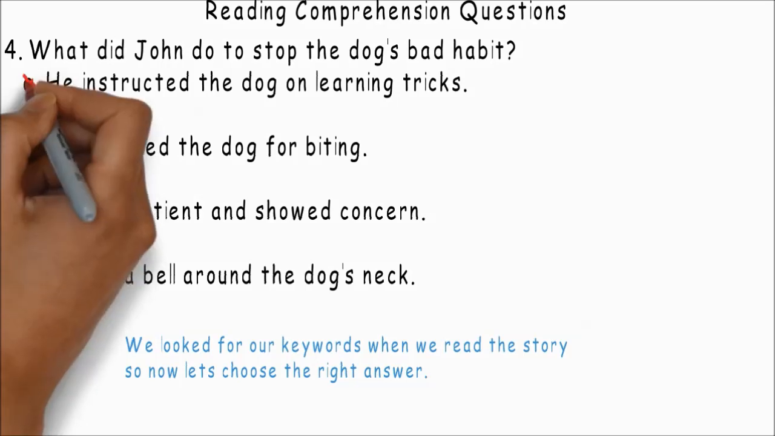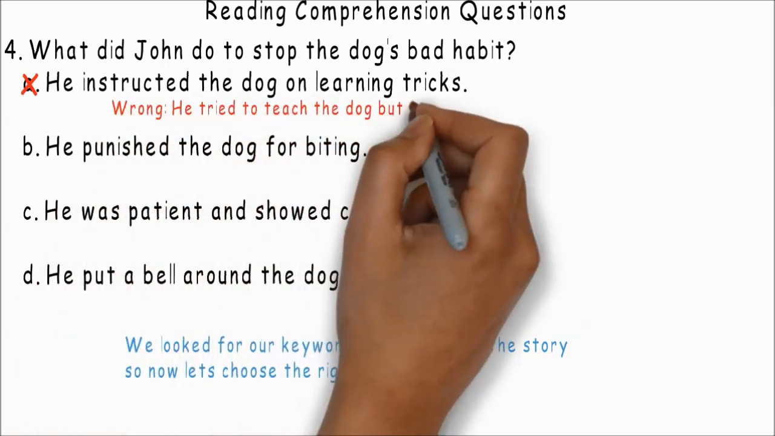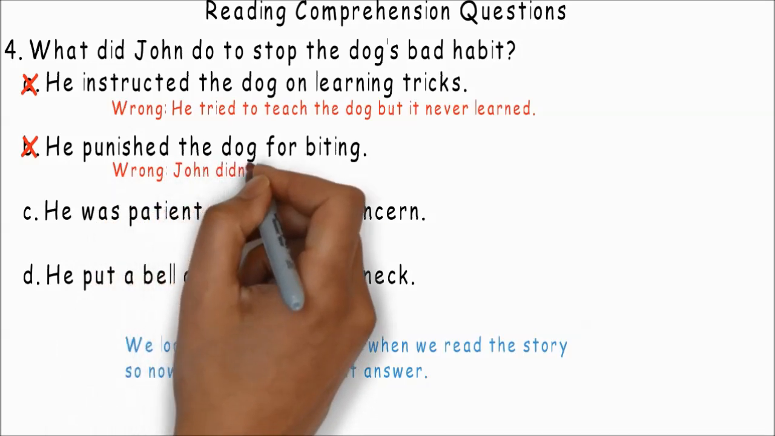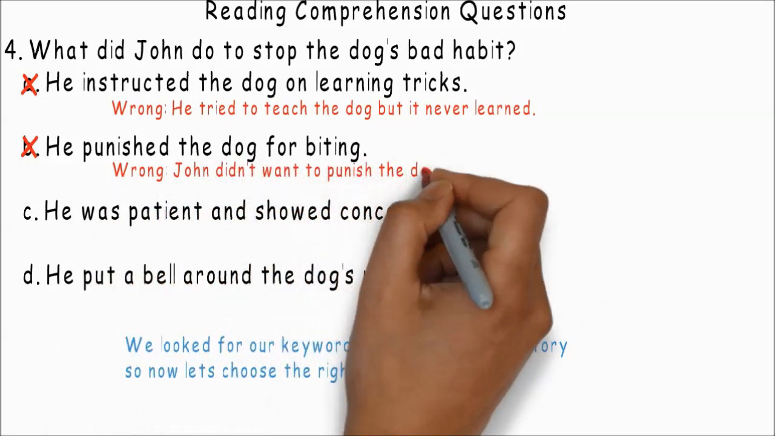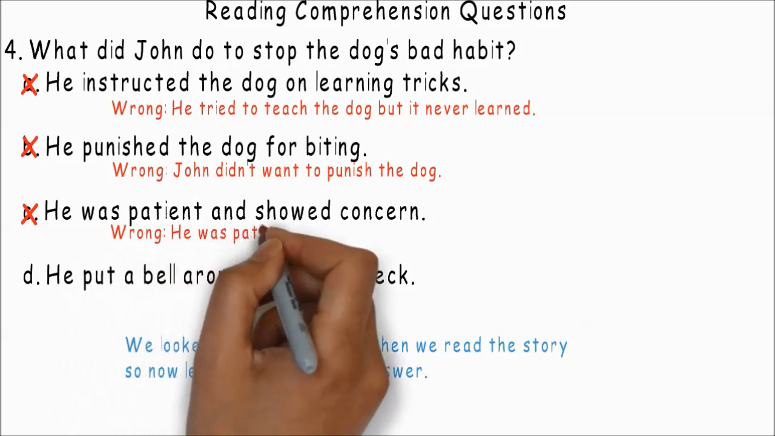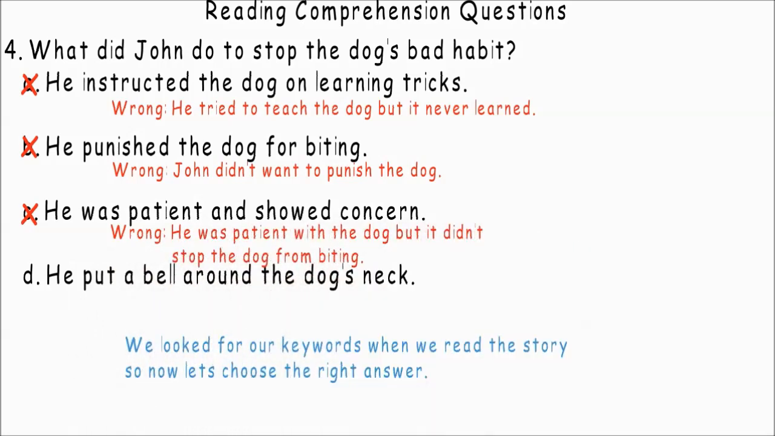It's not A. He instructed the dog on learning tricks. He tried to teach the dog, but it never learned. He punished the dog for biting. No, John didn't want to punish the dog, which is crazy. Bad dog. It's not C. He was patient with the dog, but it didn't stop the dog from biting. So it must be D.